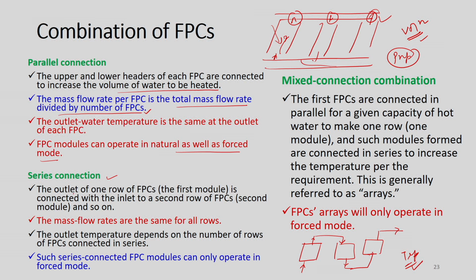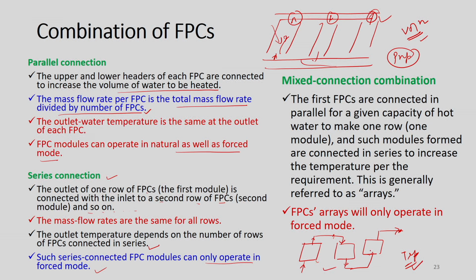So, the volume of water and the temperature of the water, if water is the heat transfer fluid. The outlet of one row of FPC is connected with the inlet of the second row of FPC, and that continues as per the requirement. The mass flow rates are the same for all the rows. The outlet temperature depends on the number of rows of FPCs connected in series. Such series connected FPC modules can only operate in forced mode. Here, thermosiphonic mode will not work.